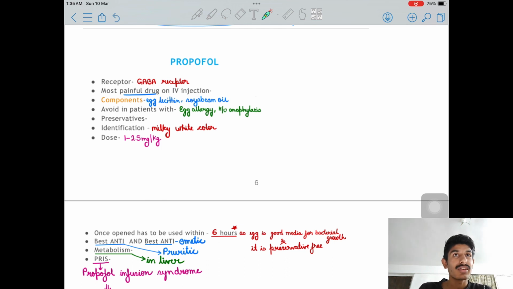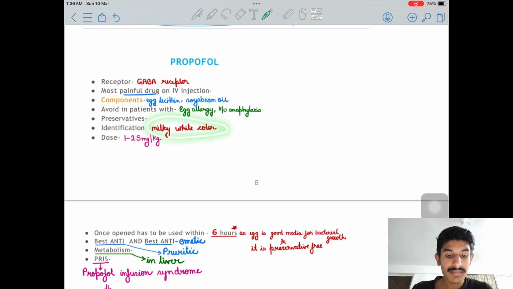Whenever a patient tells you, doctor, I went for an operation, they gave me anesthesia and it was so painful, mark the answer propofol, because it is the most painful IV injection. It is made from eggs and soybean oil. Always use it within 6 hours, because egg and soybean attract microorganisms present in the air, and it is a good culture for them to replicate and grow. So use an IV agent like propofol within 6 hours, not more. If it is more than 6 hours, discard it.